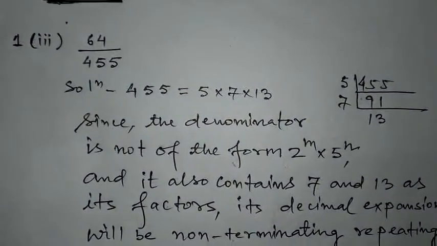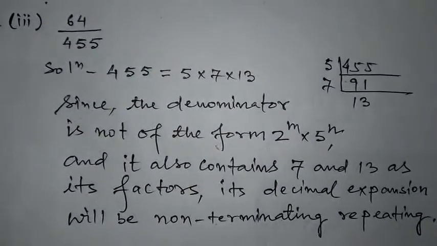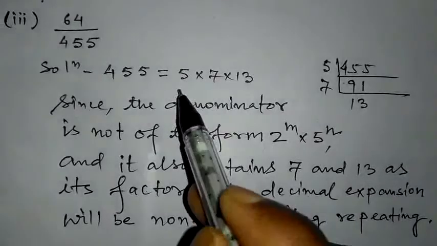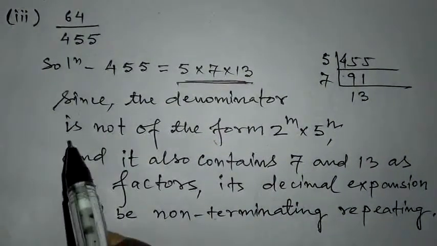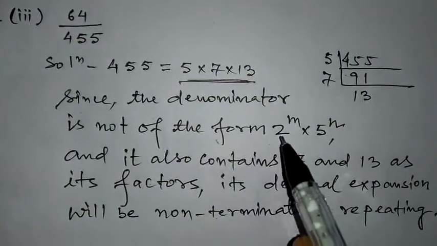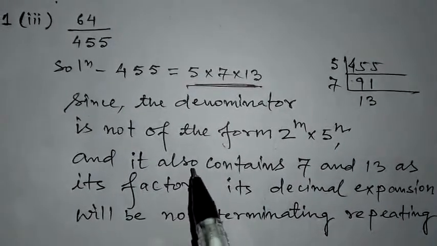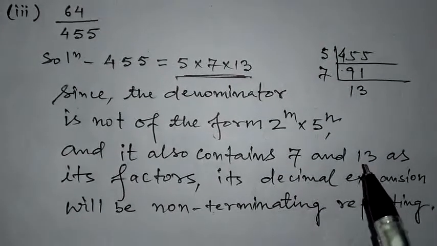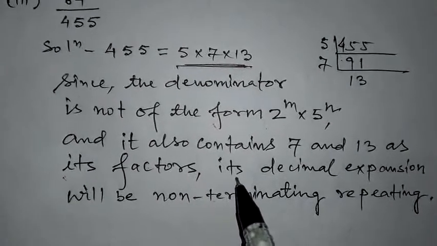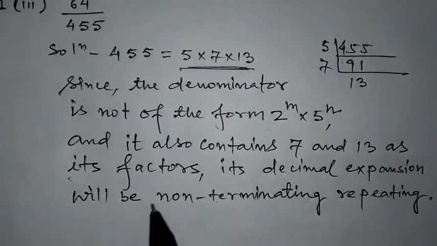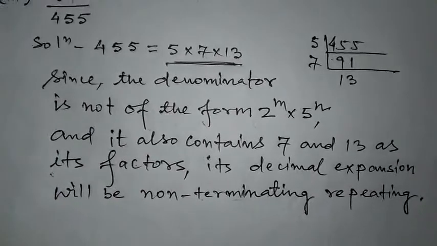Okay, students, here first we have to express 455 as a product of its prime factors. Here, since the denominator is not of the form 2 to the power m into 5 to the power n, and it also contains 7 and 13 as its factors, its decimal expansion will be non-terminating repeating. Okay students, got it?